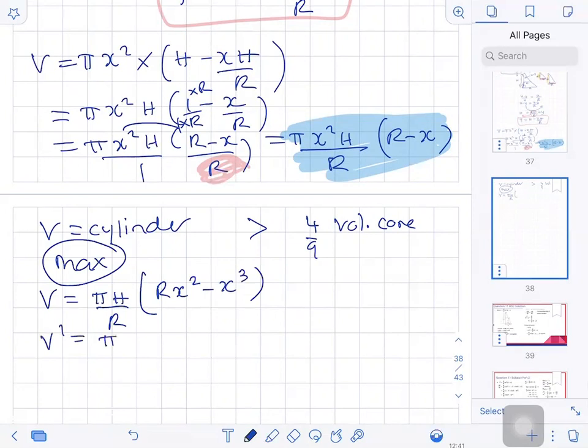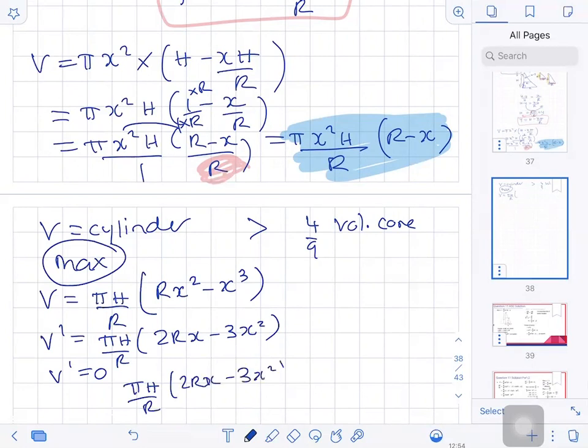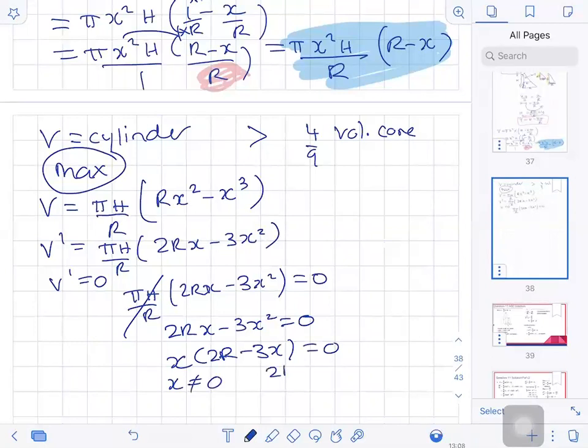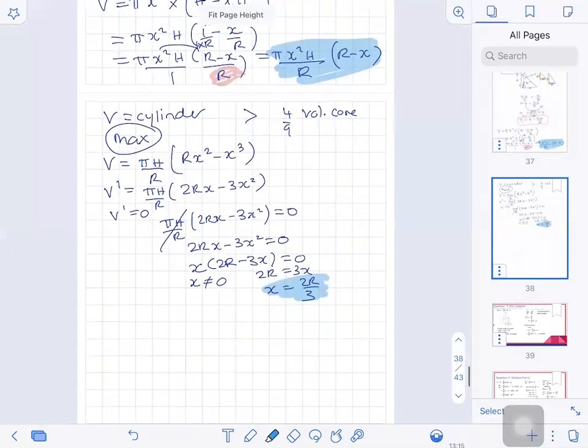V dash is pi h on r, 2rx minus 3x squared. Make V dash equal 0. Pi h on r, 2rx minus 3x squared equals 0. That cancels out. 2rx minus 3x squared equals 0. Factorize out the x, so you've got 2r minus 3x equals 0. X can't be 0. 2r equals 3x. X is 2r on 3. Okay, so we've got x.